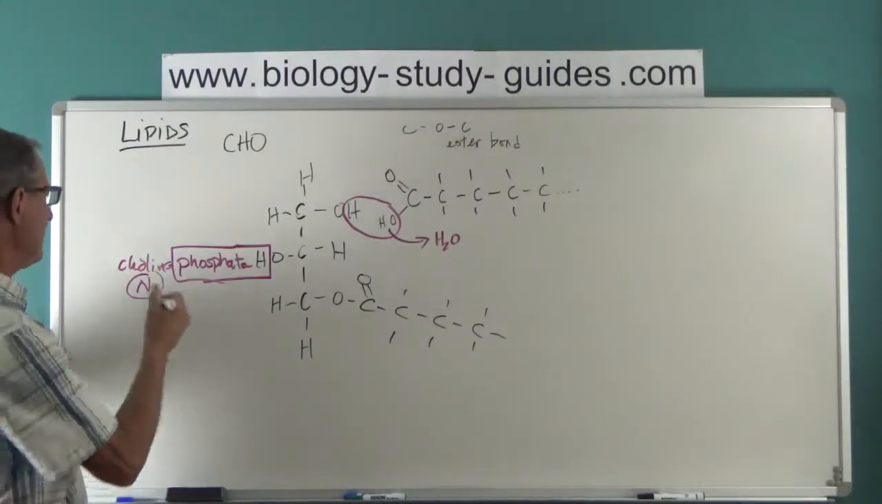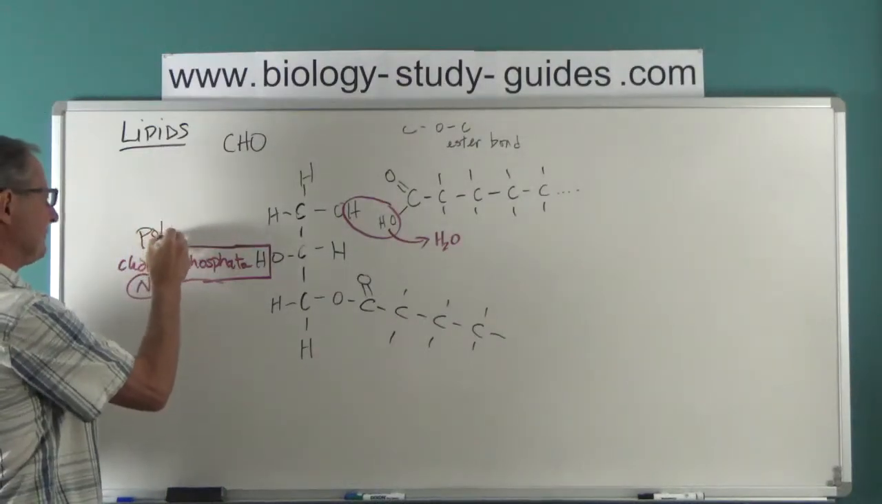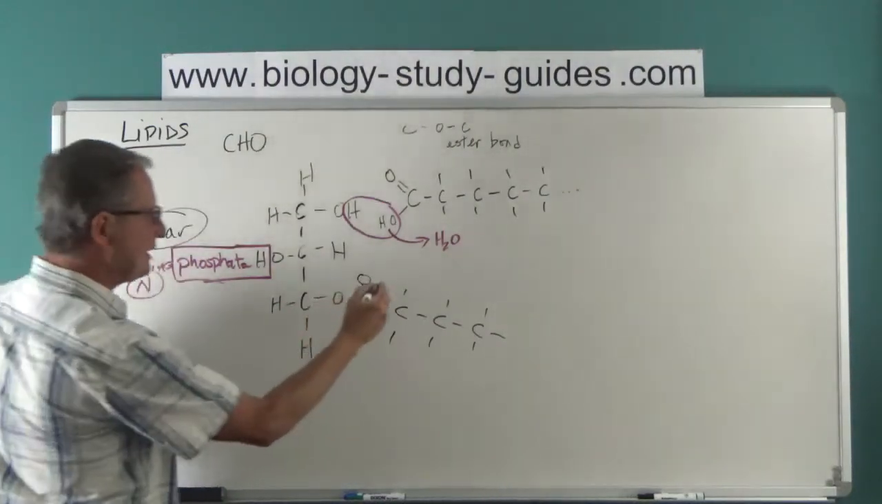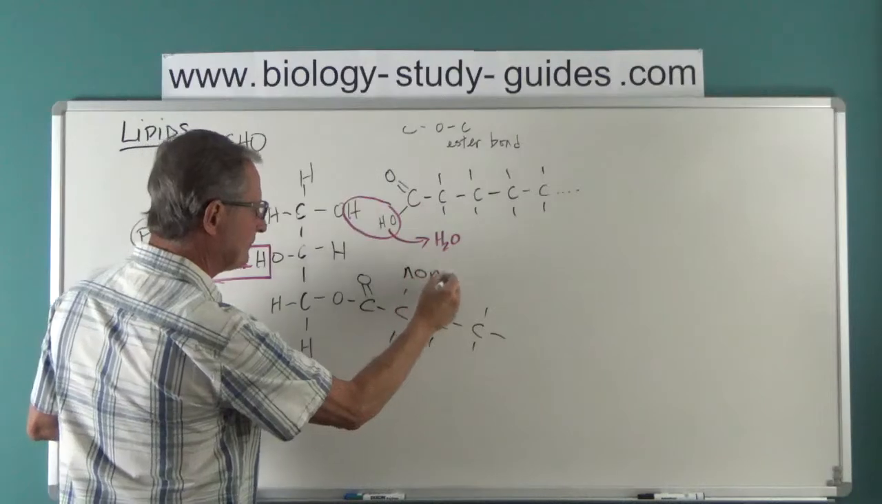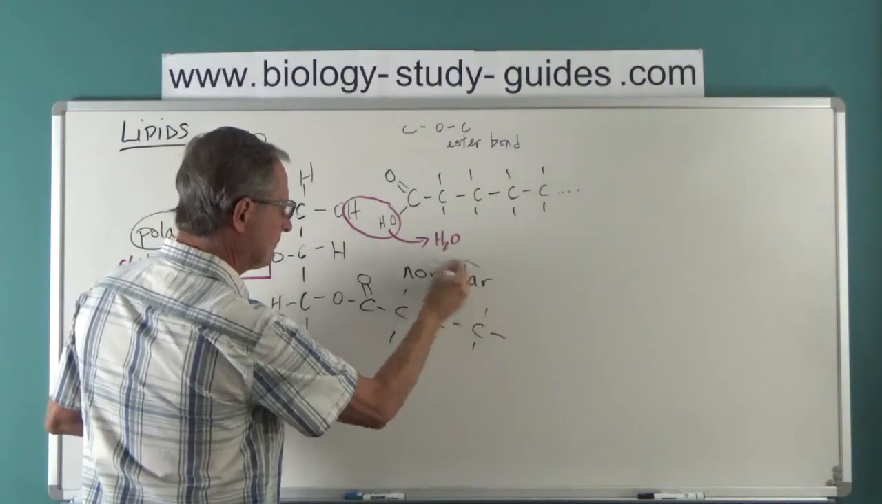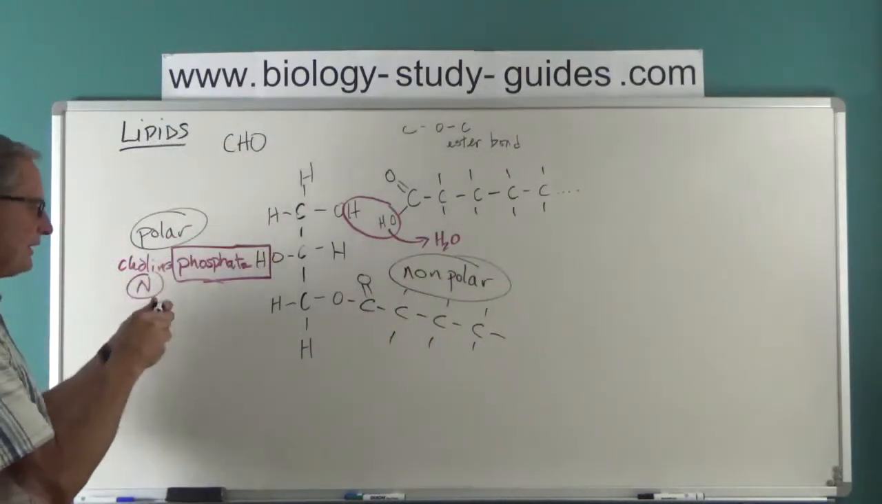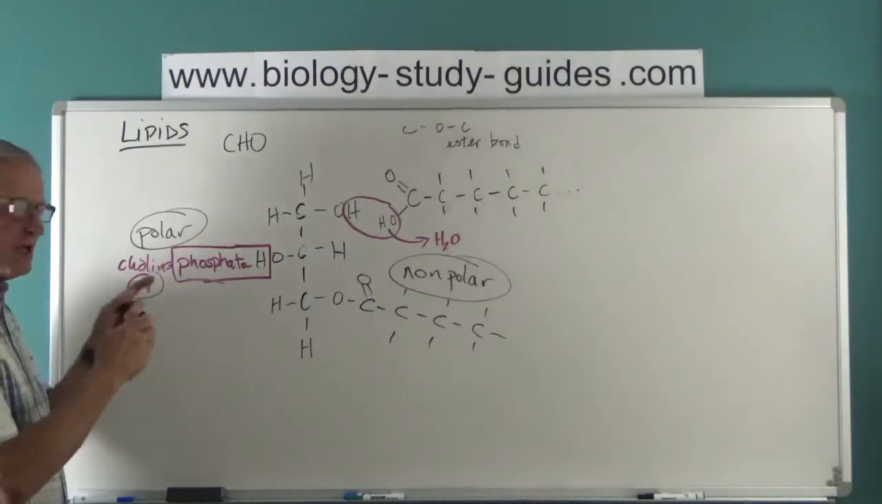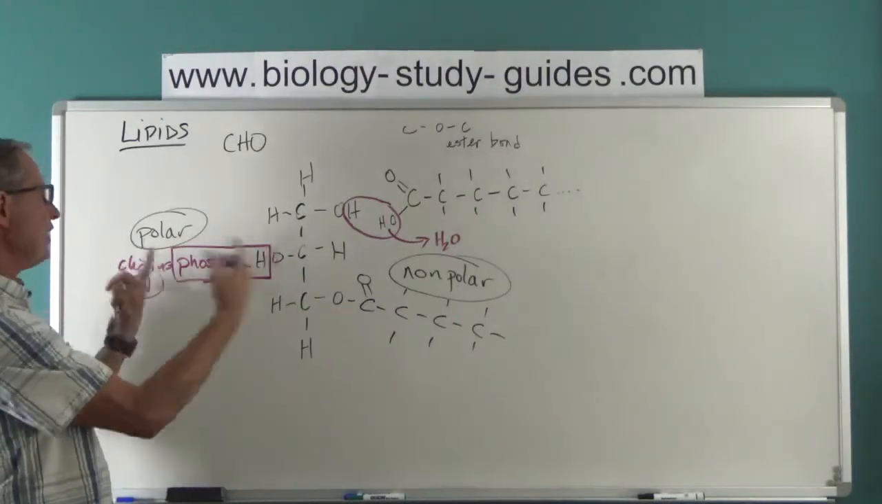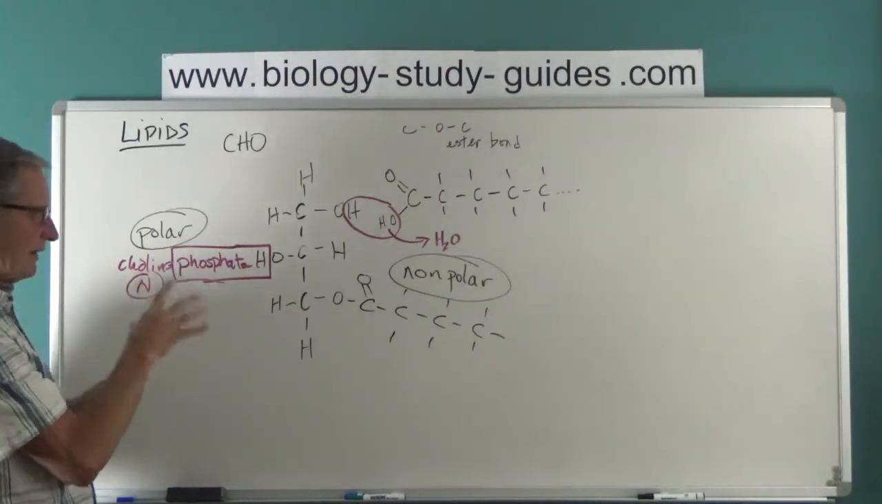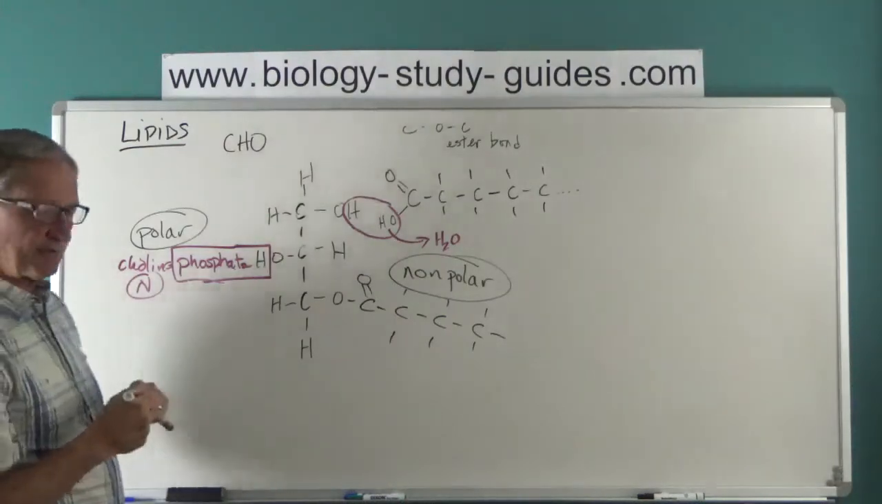This part here is very polar. This part here is very nonpolar. So you can see how important it is. This forms an interface between polar substances and nonpolar substances. Very important in cell membranes. This thing is called a phospholipid.